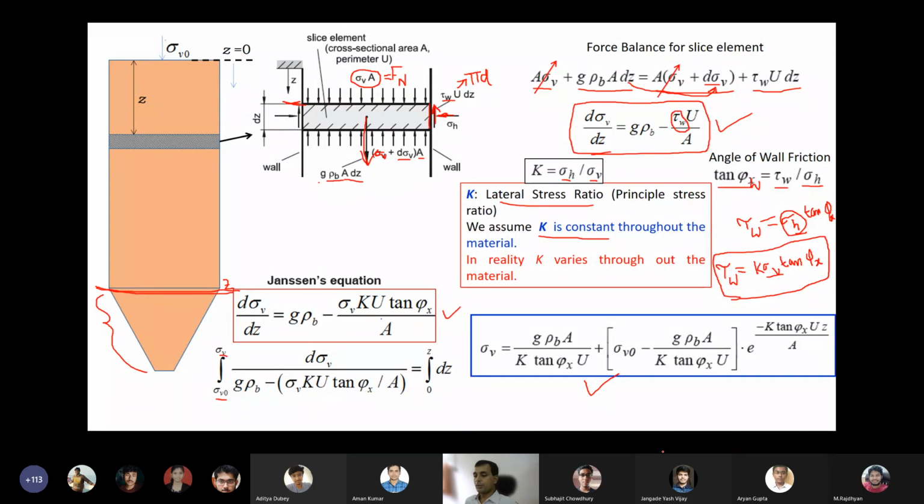This is also a derivation from Janicki only. Janicki is a scientist who worked extensively. Sorry, Jensen, not Janicki. This is the expression from Jensen. I'm sorry, I wrongly mentioned it. Jensen's expression. Janicki and Jensen are the two important people who worked extensively on particle kinetics, particle mechanics, and the silo design and everything.